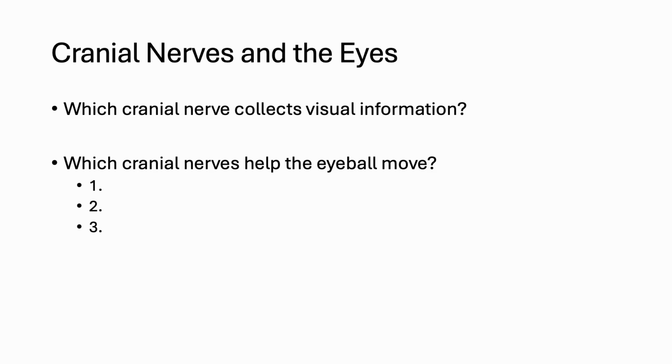So this may be getting old at this point, but which cranial nerve is responsible for collecting our visual sensory information? So this is cranial nerve 2. Okay, the optic nerve. This is the one that's actually sending the information to our brain so that we are aware of what we're seeing. But we have 3 cranial nerves. These are not involved directly with vision, but they help our eye movements.